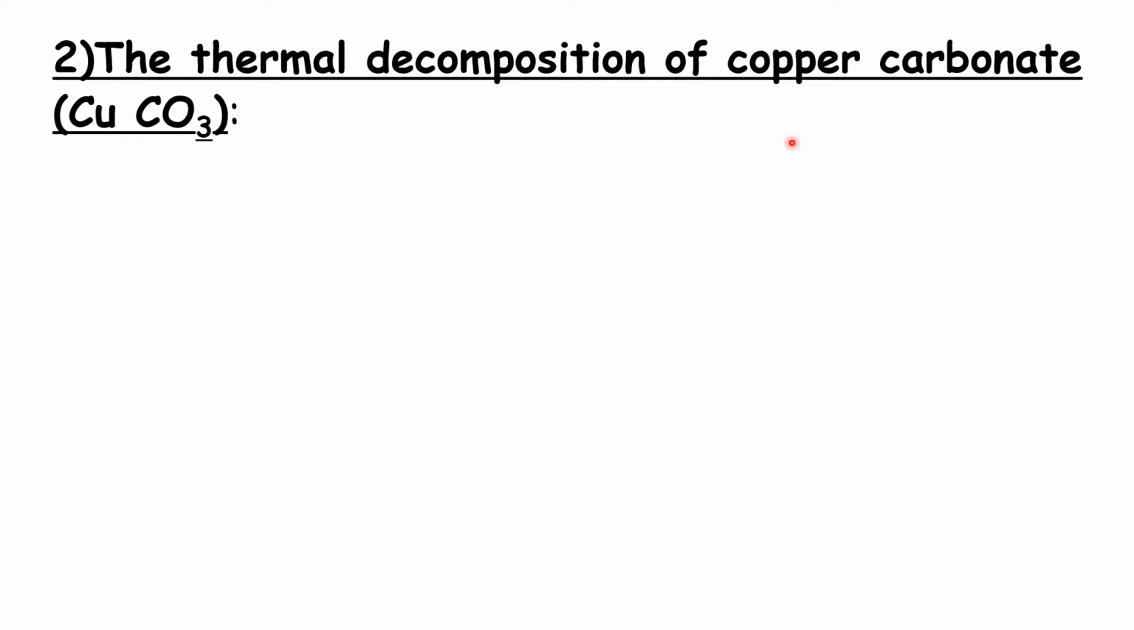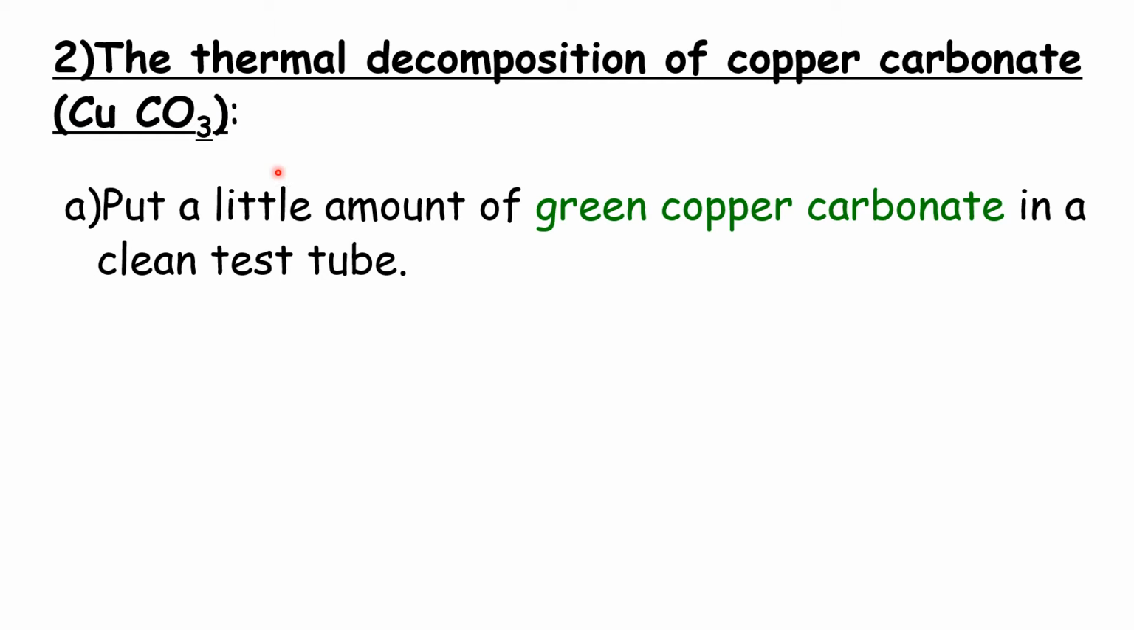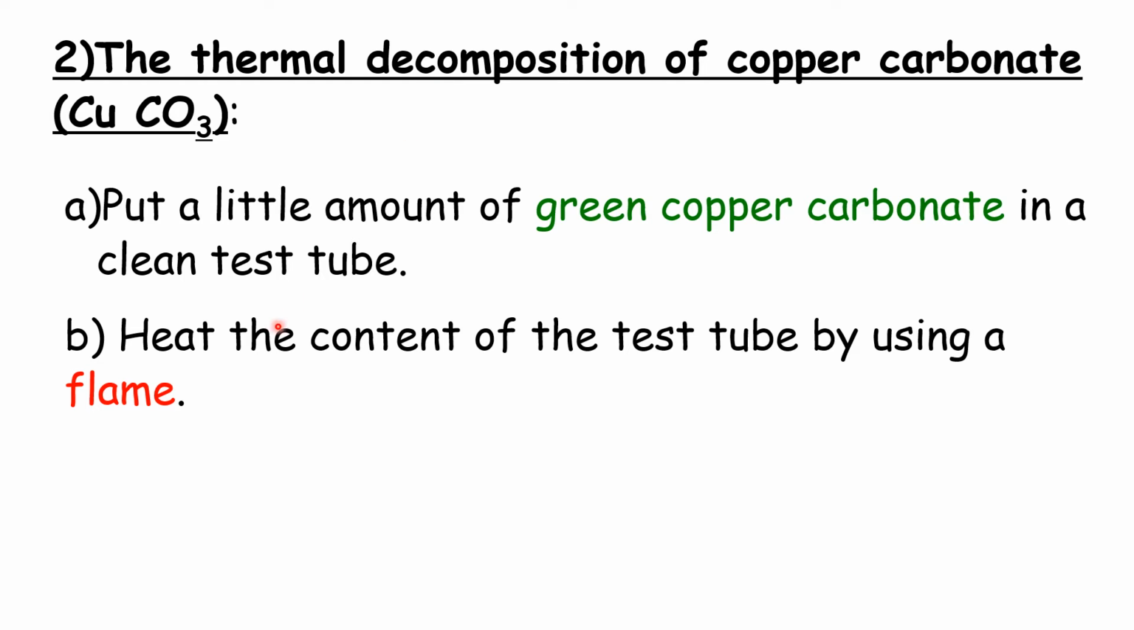Number 2, the thermal decomposition of copper carbonate, CuCO3. The carbonate group is divalent, copper is divalent, so we don't use numbers here. Number A, put a little amount of green copper carbonate in a clean test tube. زي البروسيجر of number 1 بالظبط. هنحط شوية copper carbonate كمية بسيطة little amount في test tube. و thermal decomposition معناها ايه؟ معناها heat the content of the test tube by using a flame.